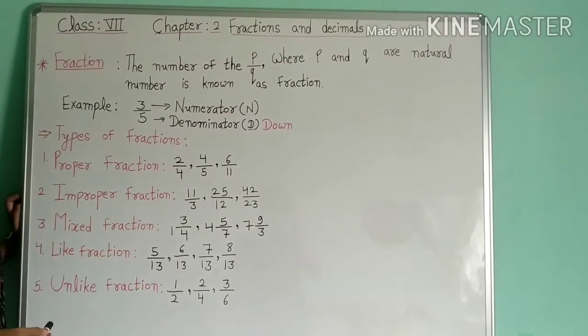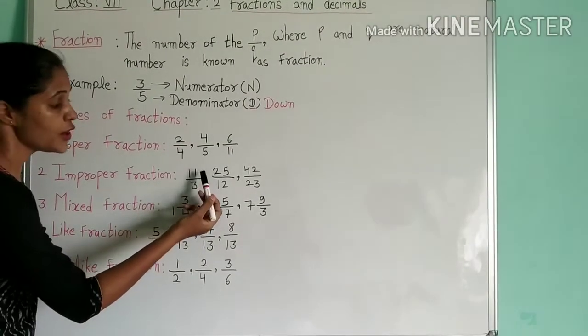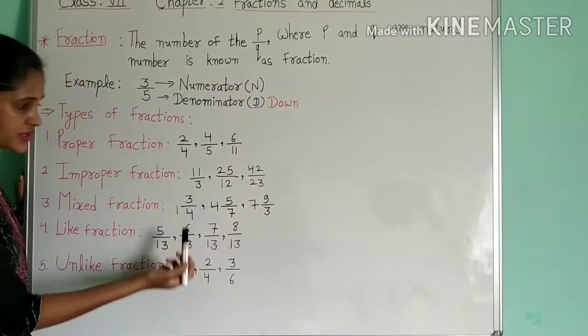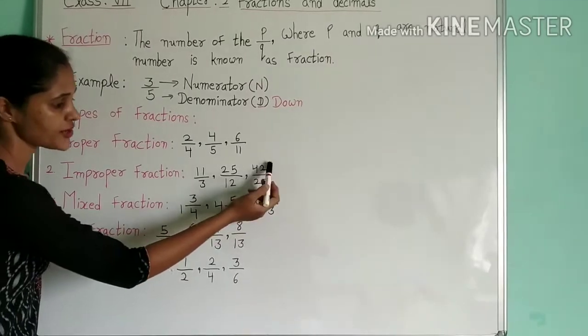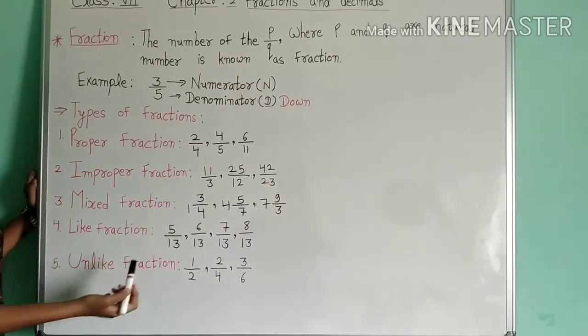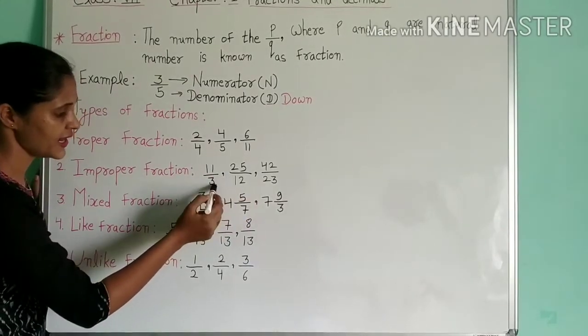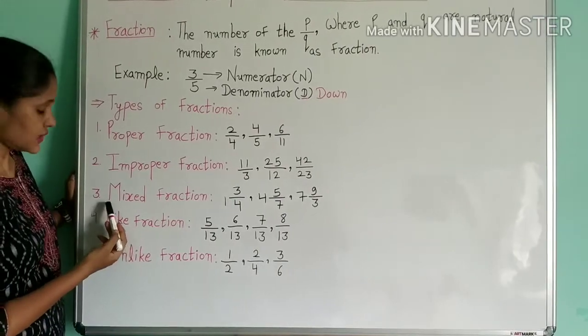What is an improper fraction? Improper fractions are those fractions where the numerator is a greater number and the denominator is a smaller number. See 11 by 3, 25 by 12, 42 by 23. So here the numerators are greater numbers and the denominators are smaller numbers. Now I will move to the third.